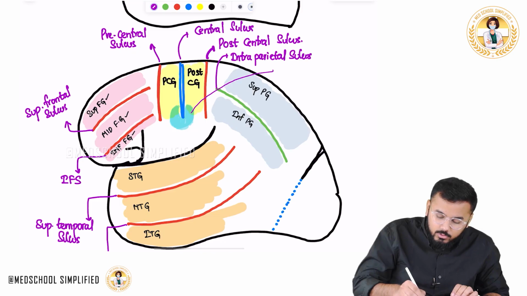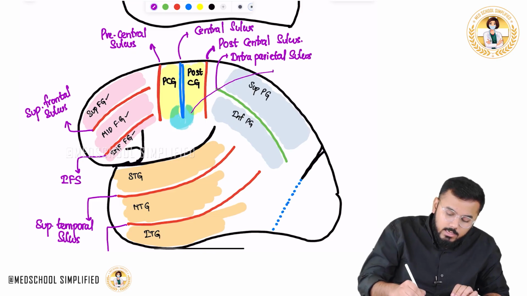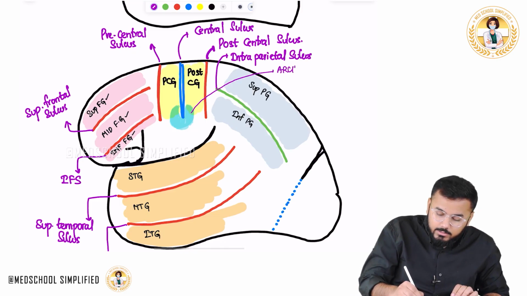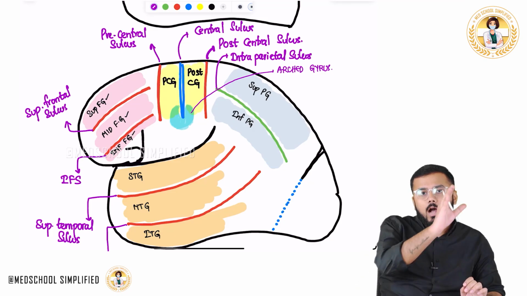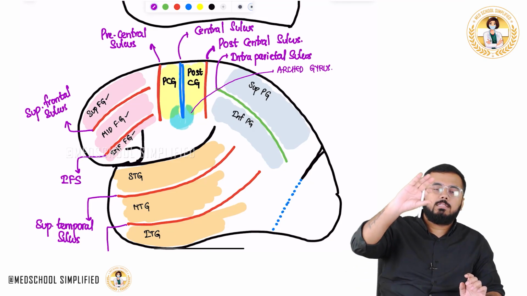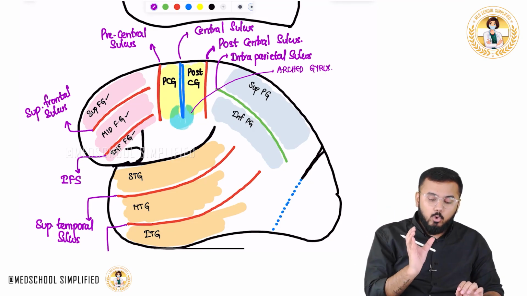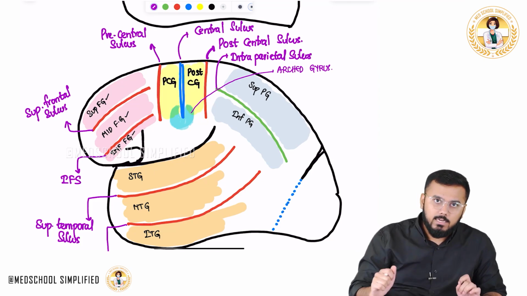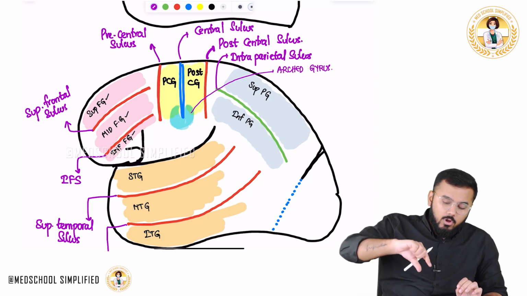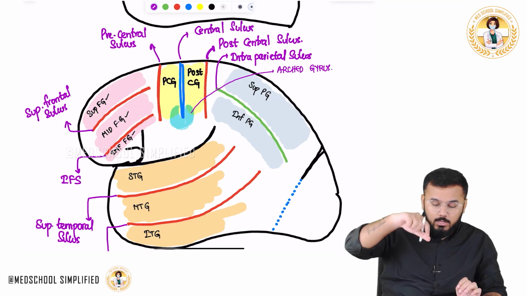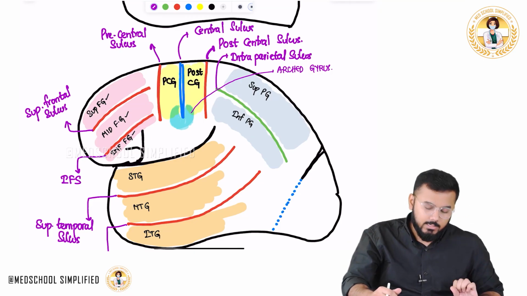So this gyrus over here is called the arched gyrus. Where is the arched gyrus? The arched gyrus is a U-shaped gyrus that is completely enveloping the lower part of the central sulcus. Right? So it is completely folding the lower part of the central sulcus.